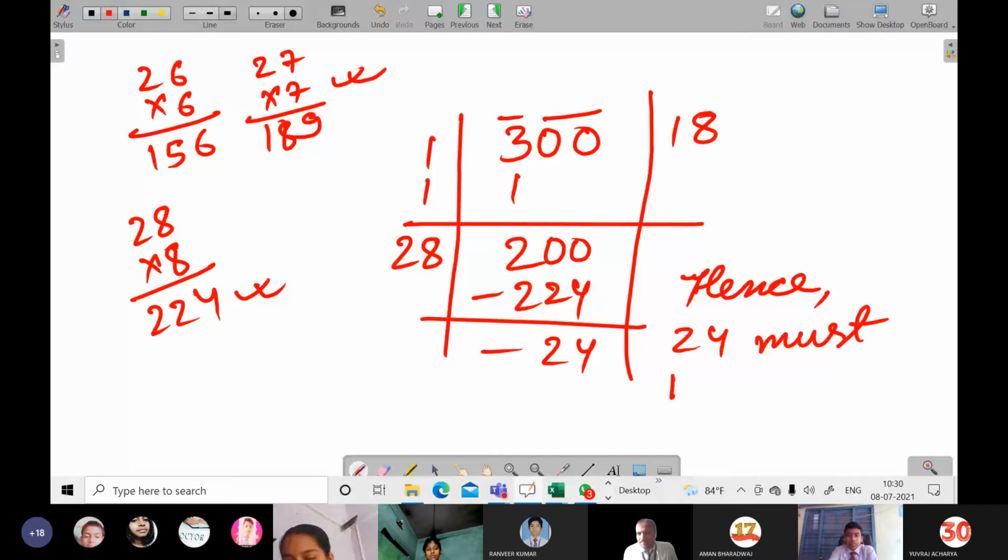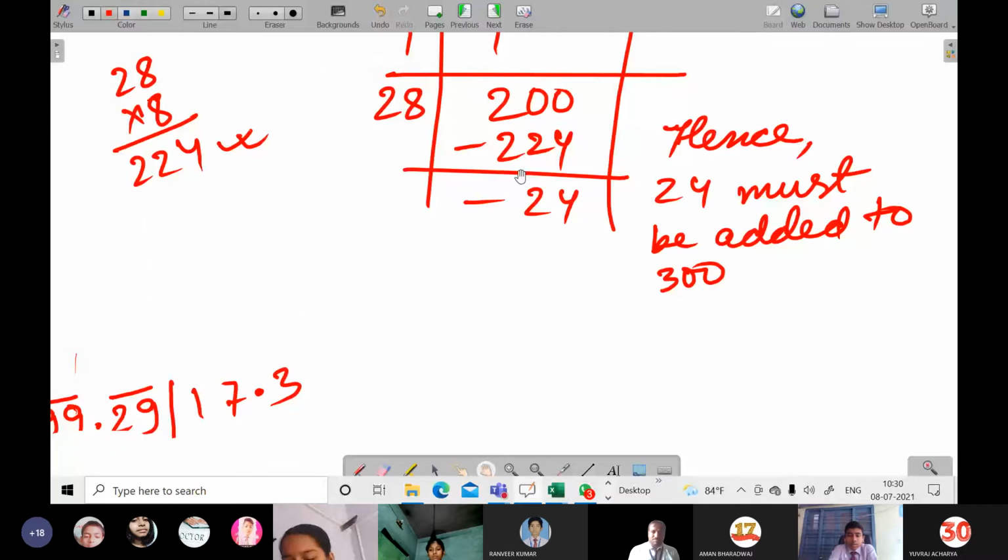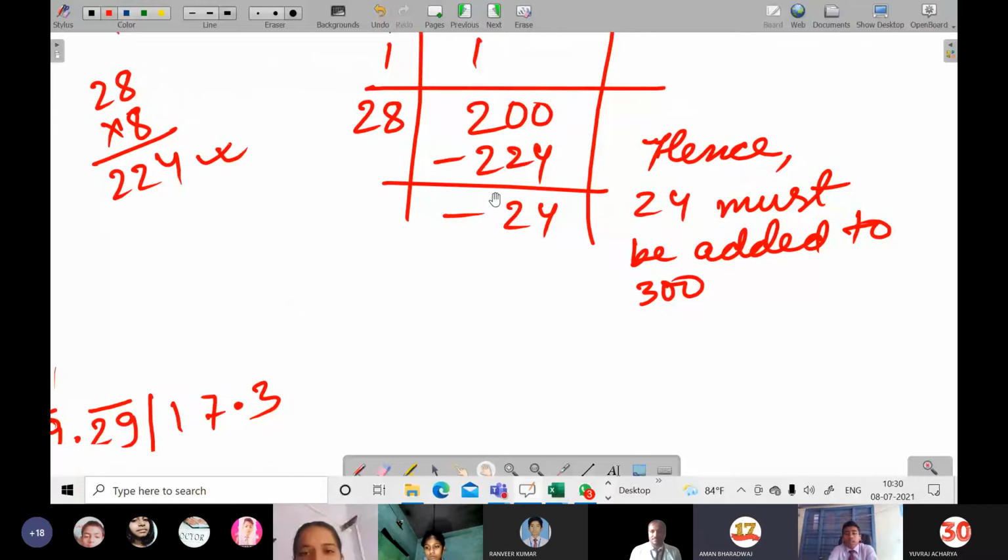Got it? Answer is coming minus. Of course, to make it 0, 24 should be added. Then only it will become 0 and it will become a perfect square, isn't it? Okay, sir.